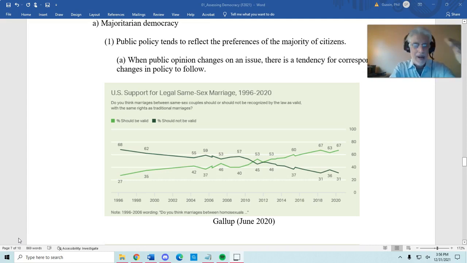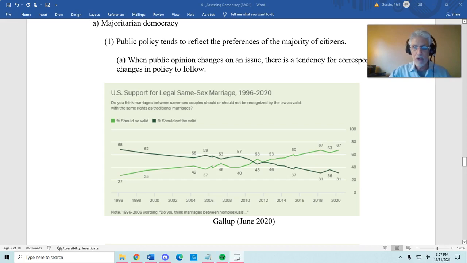And so what happened is exactly what the proponents of majoritarian democracy said would happen, right? First, things started to change at the state level. And so policy started changing at the state level. Eventually, policies changed at the federal level as well. It happened through a court decision, but it happened at the federal level. Public policy tends to reflect the preferences of the majority of citizens. That's exactly what happened, and that's what proponents of majoritarian democracy are talking about.